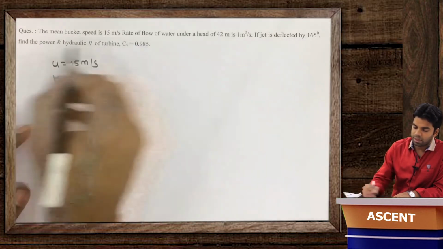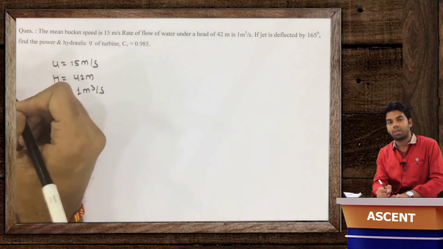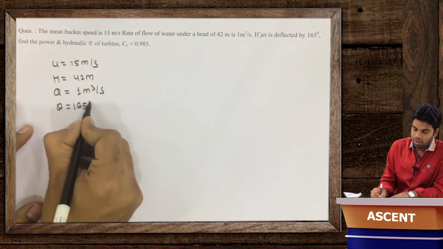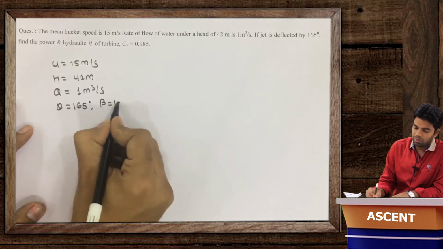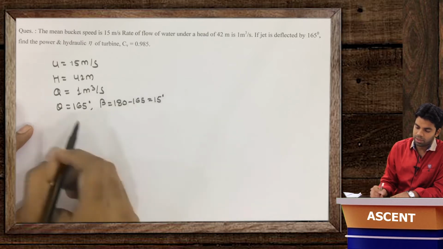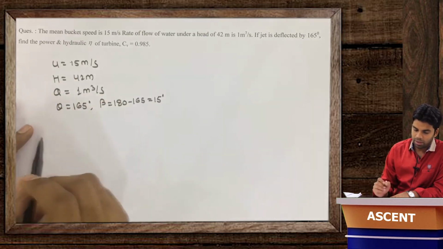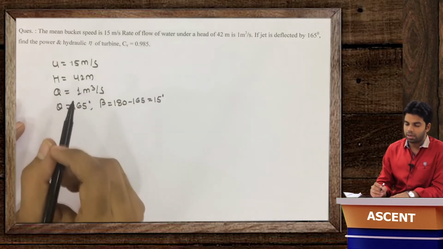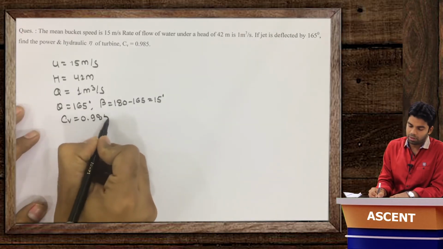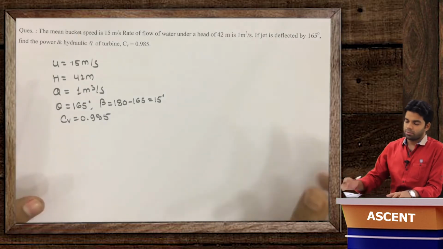If the jet is deflected by 165 degree, the jet deflection angle is given, that means theta is given as 165 degree. That means if you want to calculate beta, it will be 180 minus 165, which is equal to 15 degree. Getting this? We have to find the power and hydraulic efficiency of the turbine. Cv is also given as 0.985. Getting this?